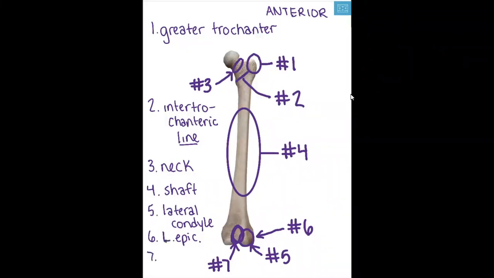All right, and last one, number 7, we have the patellar surface. Sorry, my handwriting is a little sloppy. But that is all of the landmarks of the femur.